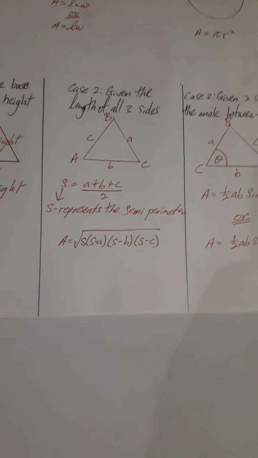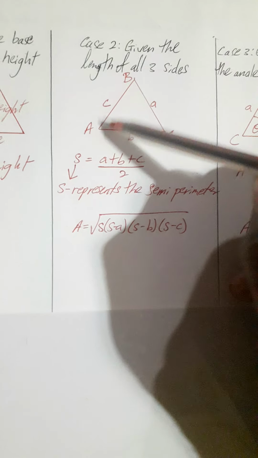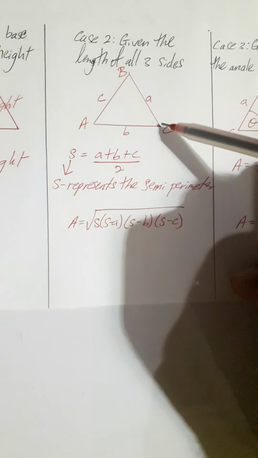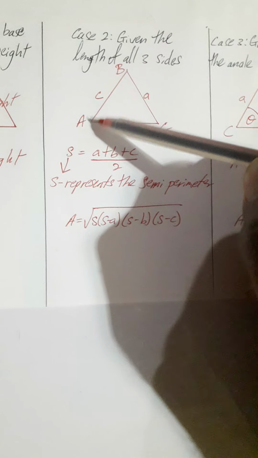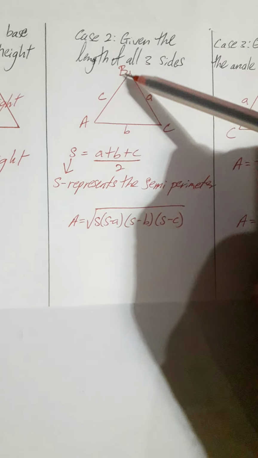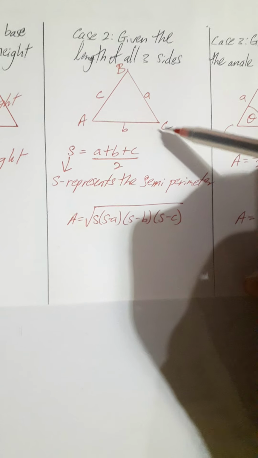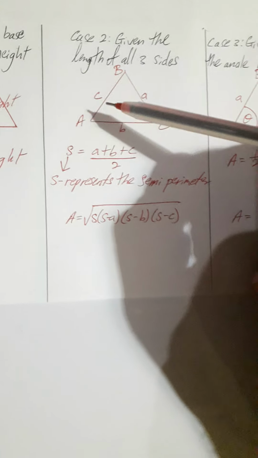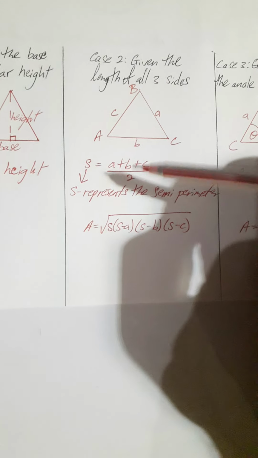Alright, the way we label a shape, the vertex, we use a capital letter, right? And opposite A, we label it small a. Opposite B, we label it small b. Opposite C, we label it small c. Good.